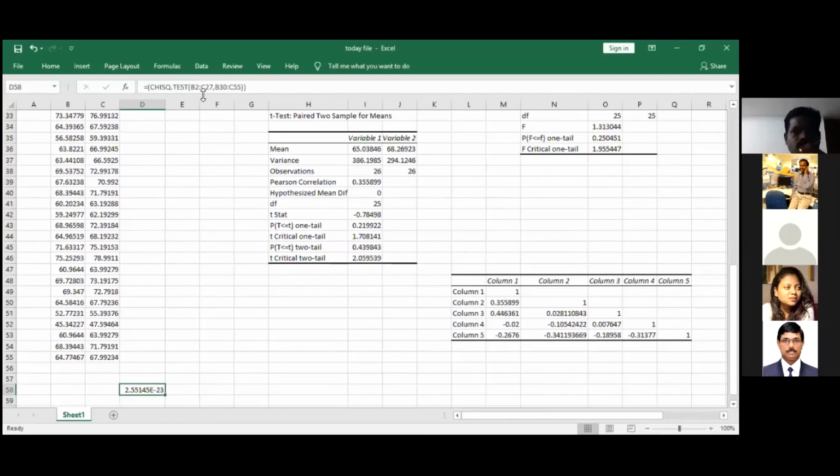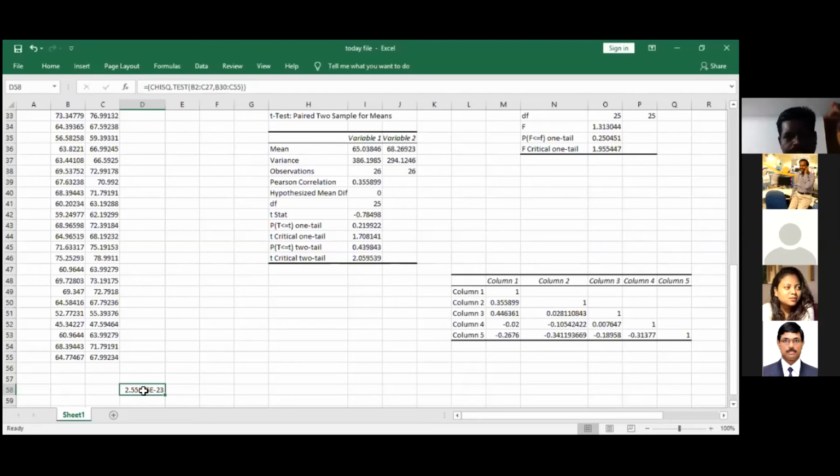So for the chi-square test, in the formula bar the actual values for science and social science are selected. Then the expected values are already arrived at with the help of the formula. So with the actual values and the expected values, the results come automatically. The chi-square value result is 2.551. Then you compare with the table values.